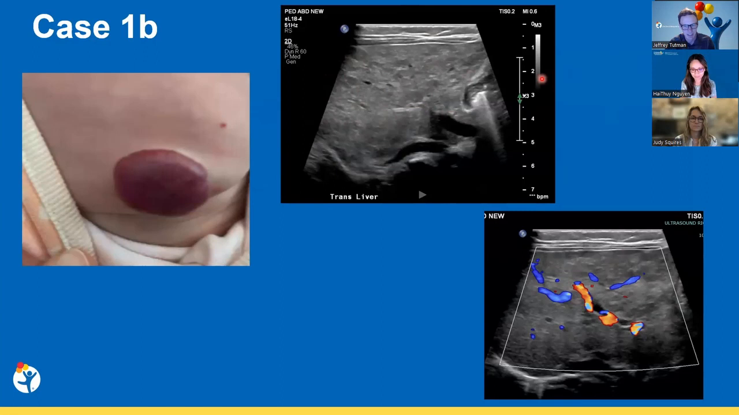In a case like this, I'm curious in what scenarios you're okay with just stopping after the ultrasound and saying these are probably just diffuse hepatic hemangiomas, versus when do you go on to MRI to further define these?